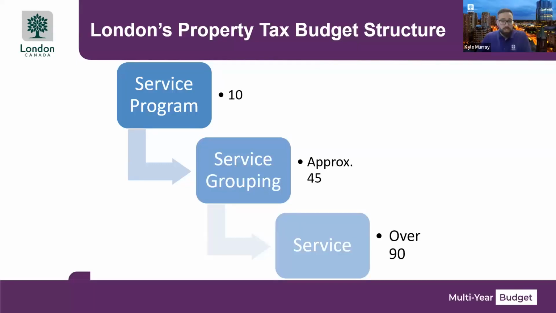So once the budget is released in December, and hopefully you're going to go and spend some time reviewing it at that point, it'll be important to understand the way in which the budget is grouped. So the three groupings to remember when you're reviewing the budget are service program, service grouping, and service. And as you can see on screen, there are 10 service programs within our property tax budget, which are further broken down into about 45 or so service groupings, and then further broken down into more than 90 different services.